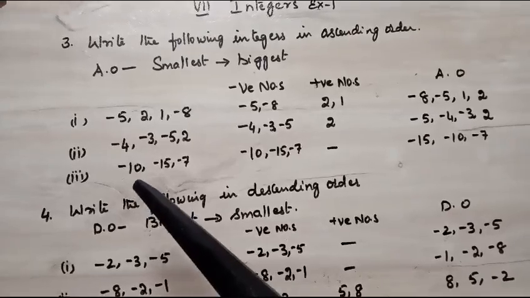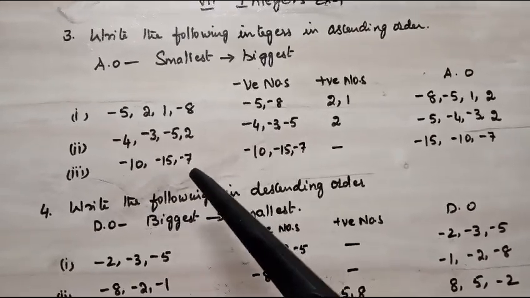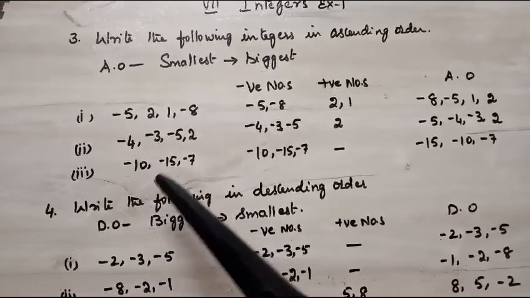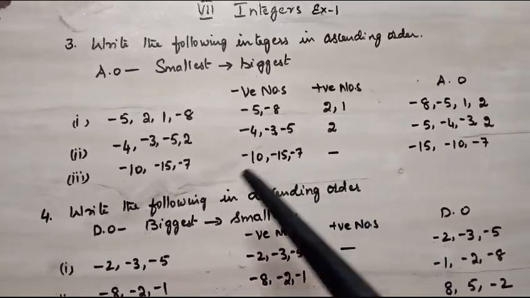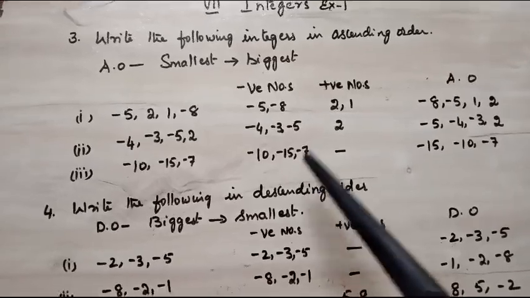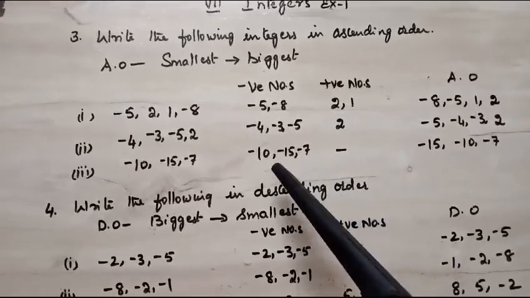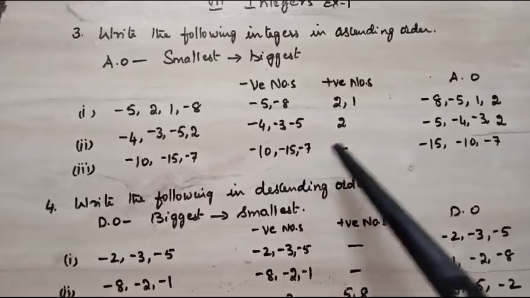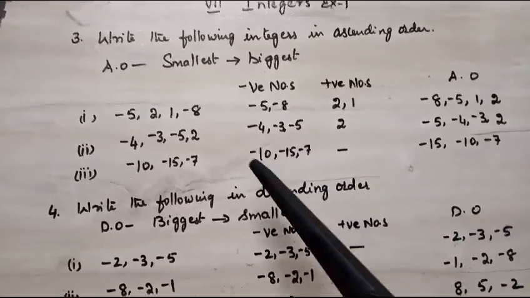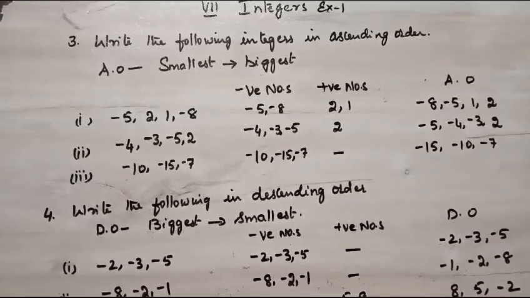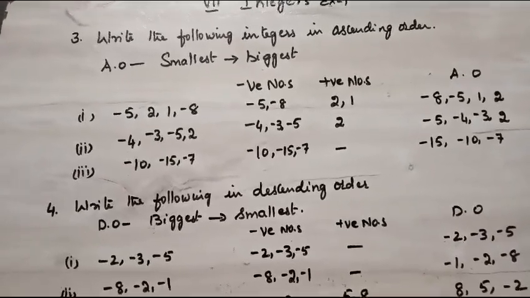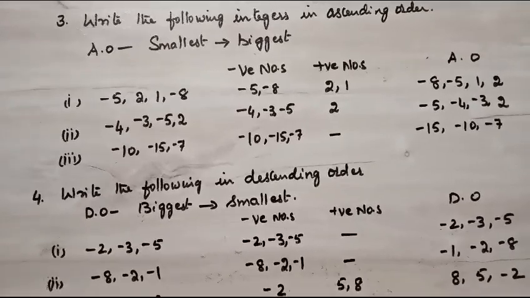Third one, -10, -15, -7. In this, all are negative values, we don't have any positive value. So among these negative values, let us see which is the smallest. -15 is quite far from 0, so first, that is the smallest one. Next comes -10. Next comes -7. So this is the third problem solution, children, which is asked in your textbook.